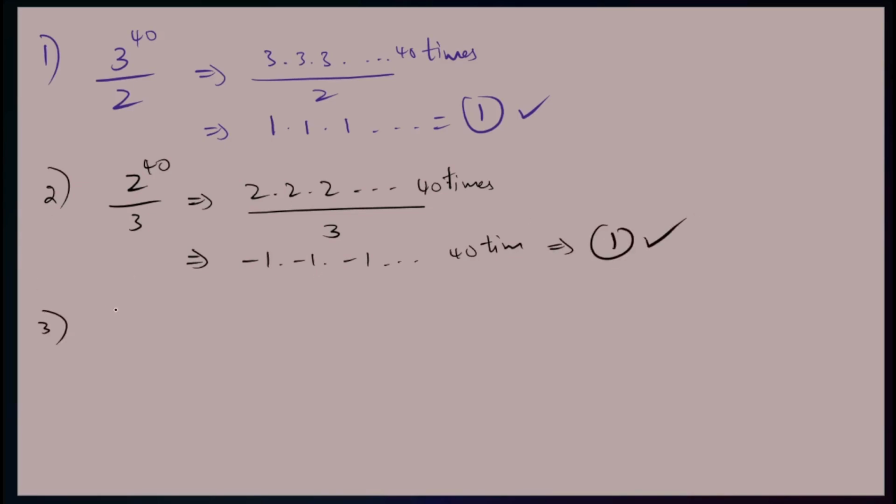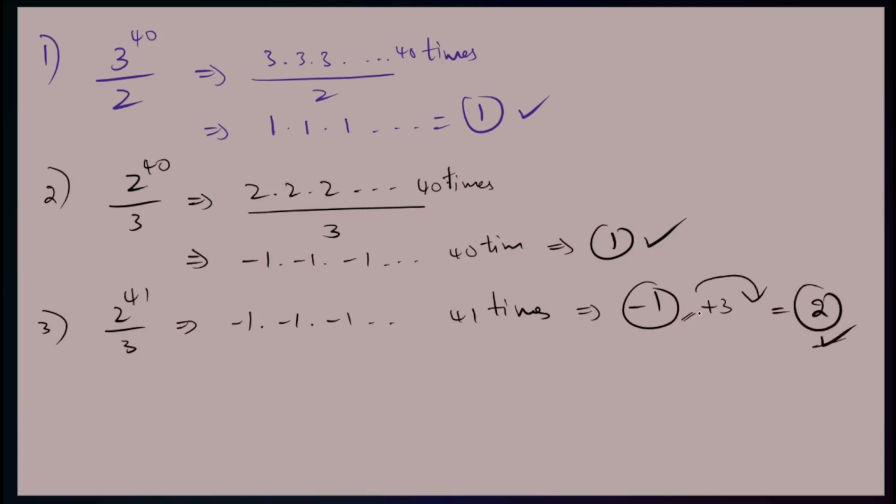Another type of question. I'll write 2 power 41 by 3. Now you get the same 2, 2, 2, 40 times. Either you get minus 1, how many times? 41 times. So this is your final, minus 1 is your remainder. But this has to be converted to positive. So minus 1 plus 3 will give you 2 is your final remainder. Am I clear?